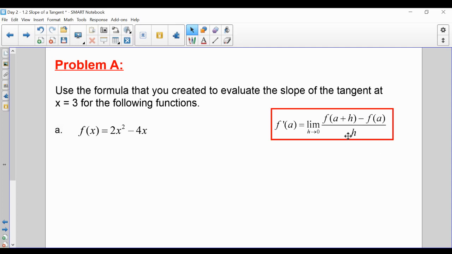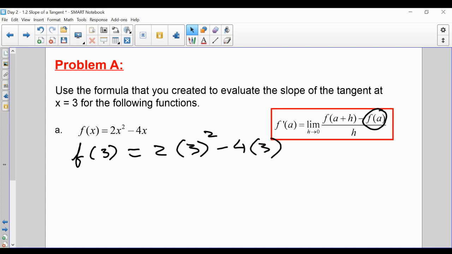Okay, let's see how that applies in this case. We want to use the formula that we created, this formula here, to evaluate the slope of the function when x is equal to 3. Well, the first thing we need to know is, what is the f of 3? Because that's part of what we need, f of 3. What's the f of the function at the point at which you're trying to get this slope? We want to know what that f is. So f of 3, of course, is equal to 2 times 3 squared minus 4 times 3.